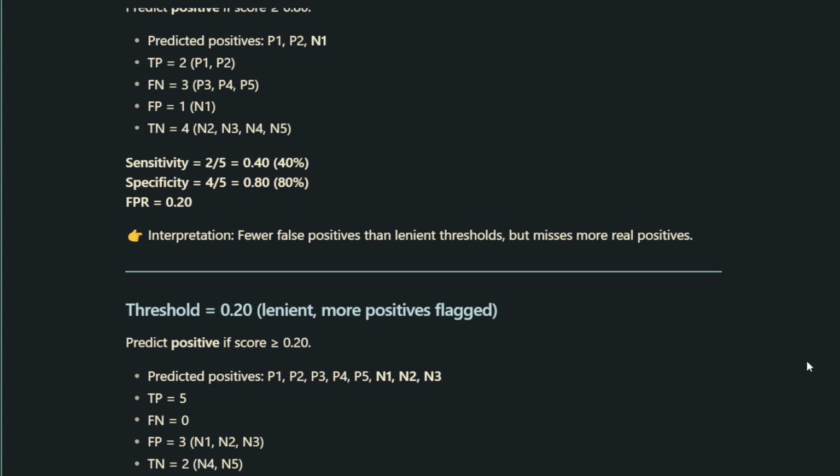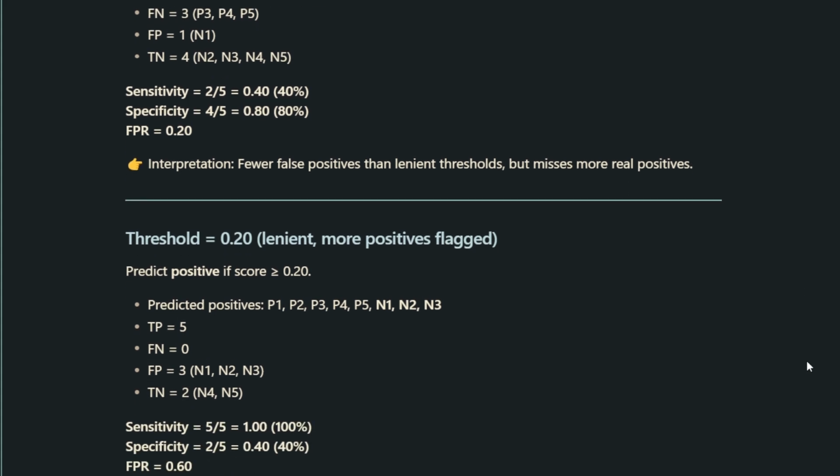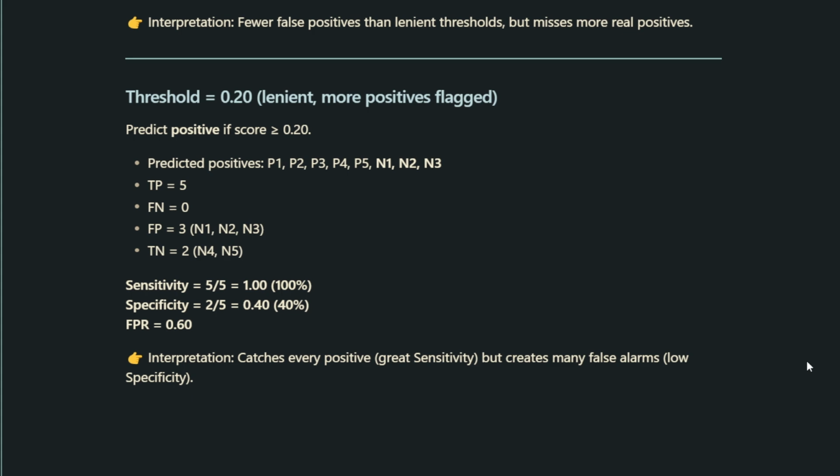Threshold 0.20. This time almost everyone gets flagged, all 5 positives plus N1, N2, and N3. So we have 5 true positives, 0 false negatives, 3 false positives, and 2 true negatives. Sensitivity is now 100%, perfect, but specificity drops to 40%, which means many false alarms. Interpretation: the model catches every positive, but at the cost of allowing false positives.